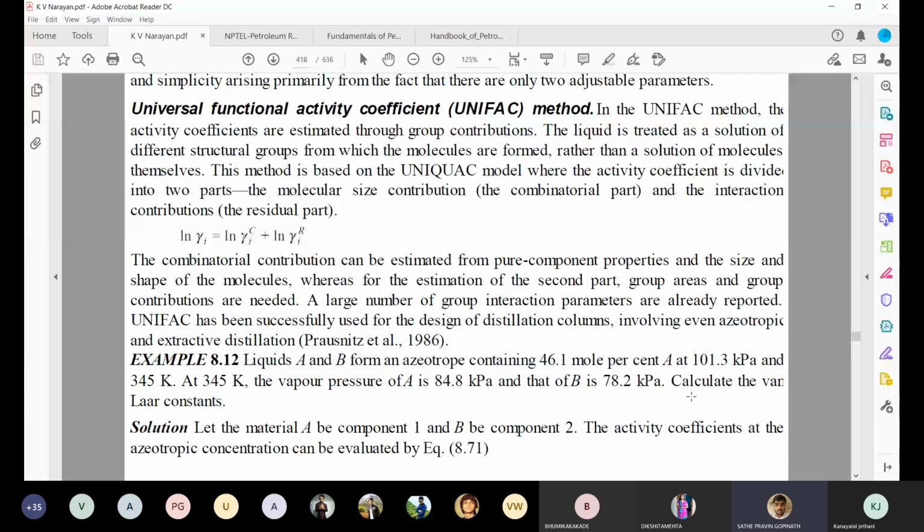x1 पता है, gamma 1 पता है, gamma 2 पता है. So the only unknowns are A and B. So find out the value of A and B. Let me know when you finish calculation, find the value of A.